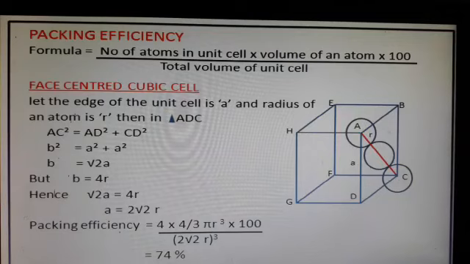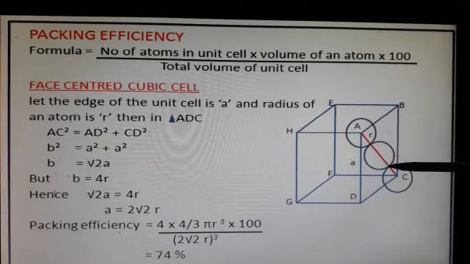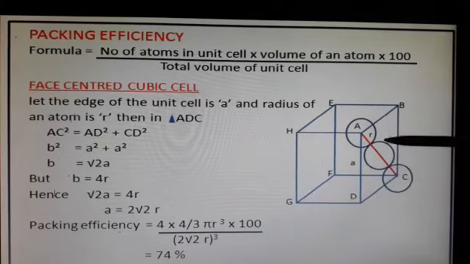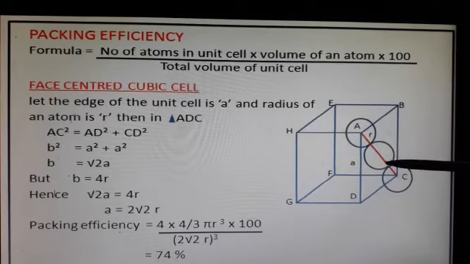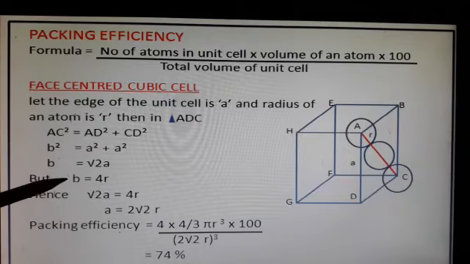B means AC. This B is equal to 4R. Why 4R? Because here, see, this one is radius, this one is twice of radius, it's a diameter, means twice of radius, it's a radius. So 1, 2, 3, 4. 4 times of radius is equal to AC, or AC it is B. So B is equal to 4R.